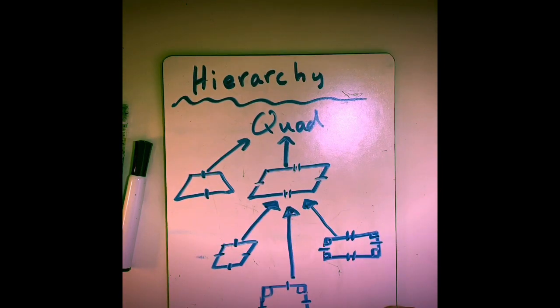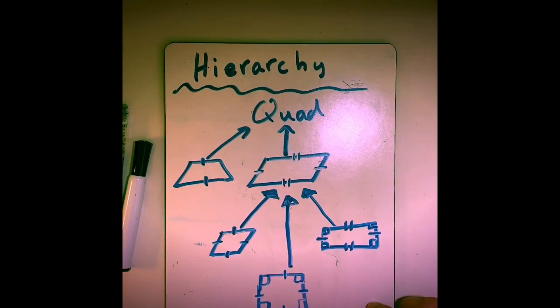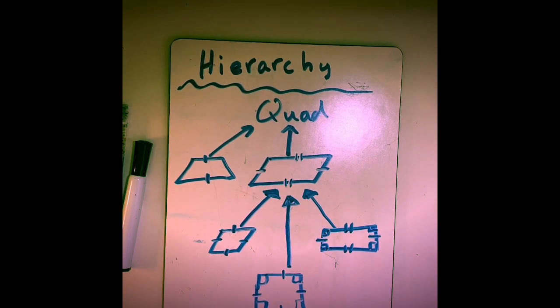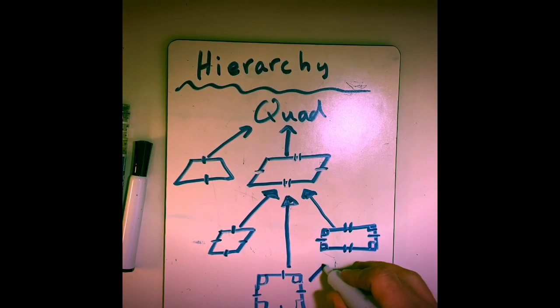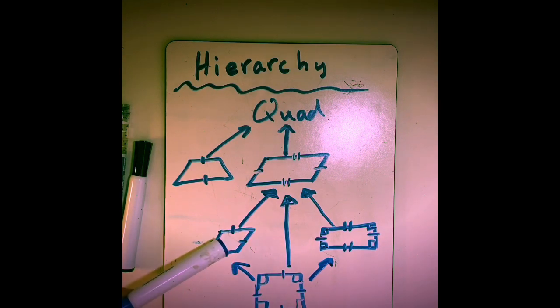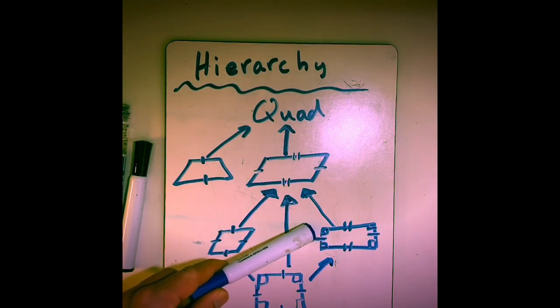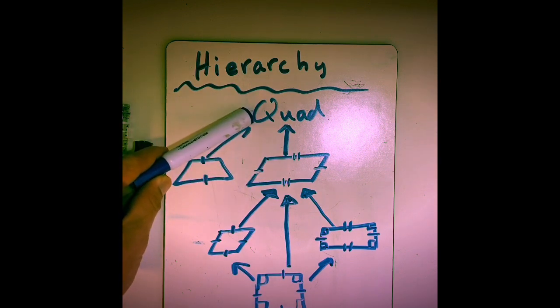Now, if you notice, I drew the arrows going up. I kind of like this. Why do I like this? Well, if you look at a square, I can see that, I forgot two arrows. I can see that all squares can be rhombi, can be rectangles, can be parallelograms, and can also be quadrilaterals.